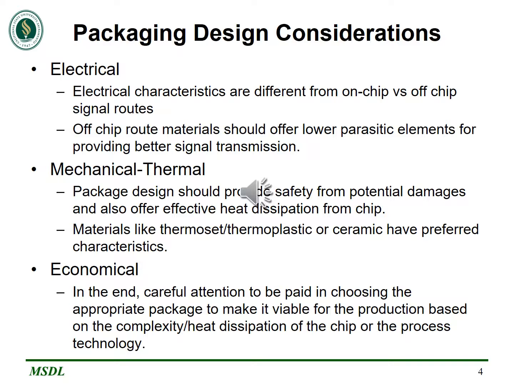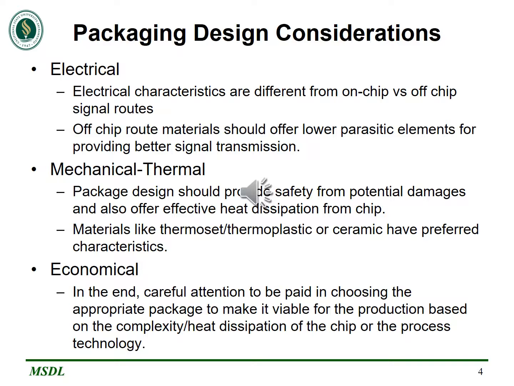This slide is about packaging design considerations. The three important things which we have to consider while packaging are: the first one is electrical, the second one is mechanical thermal, and the third one is economical. Let's discuss the first one, electrical. The electrical characteristics of signal routes are different for on-chip and off-chip. Off-chip route material should offer lower resistance and capacitance elements for providing better signal transmission.